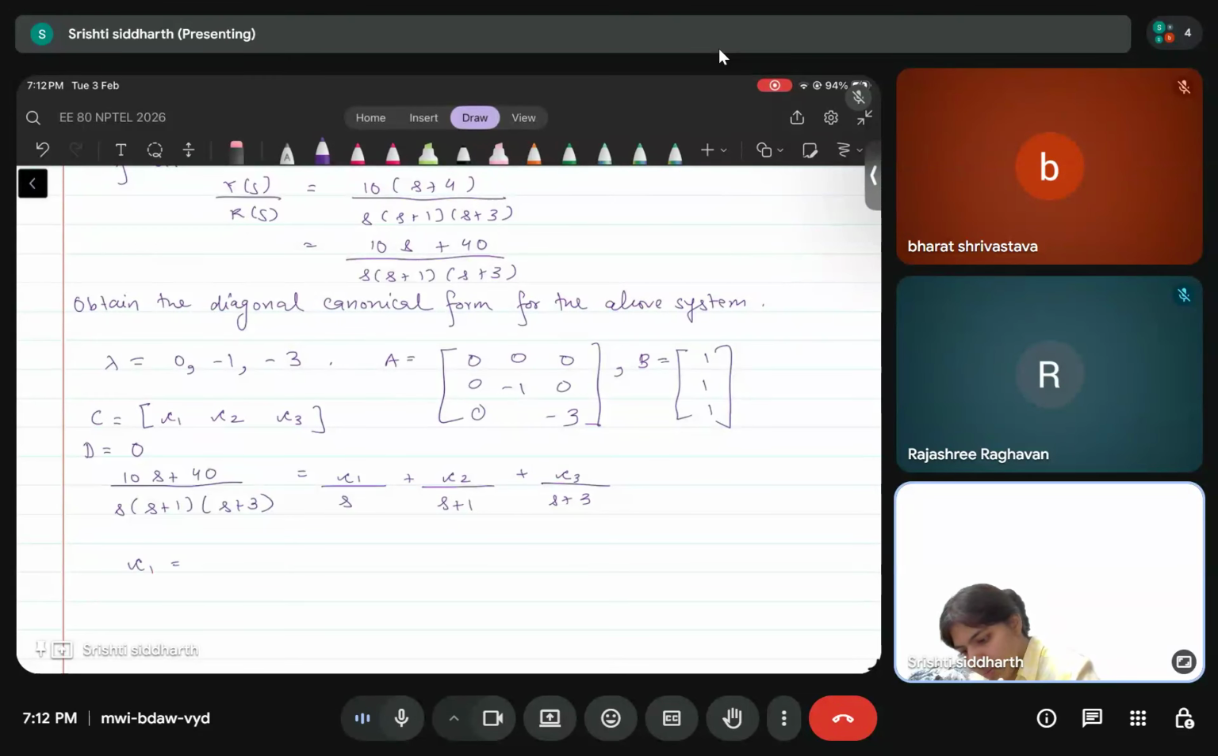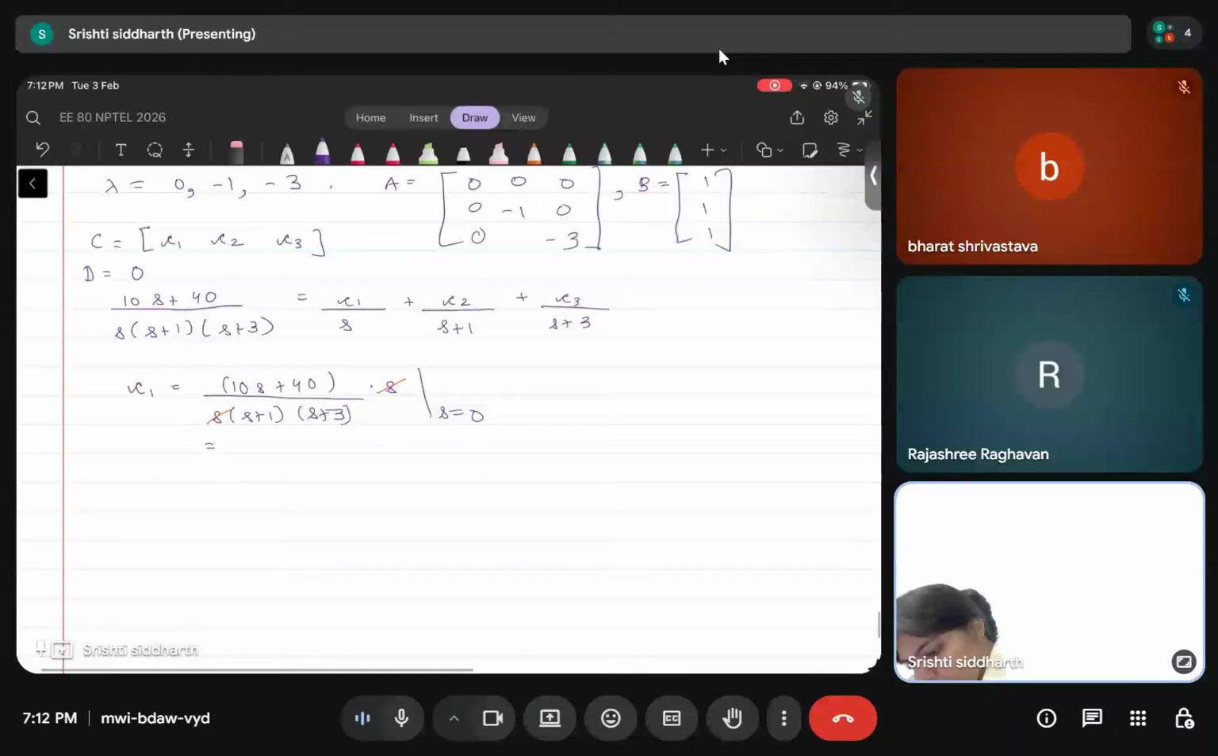So C1 is going to be 10s plus 40 over S plus 1, S plus 3 times S at S equals 0. This gets cancelled, which is 40 over 3. Similarly, C2 is, so you just have to remove S plus 1 from the denominator for C2, right?